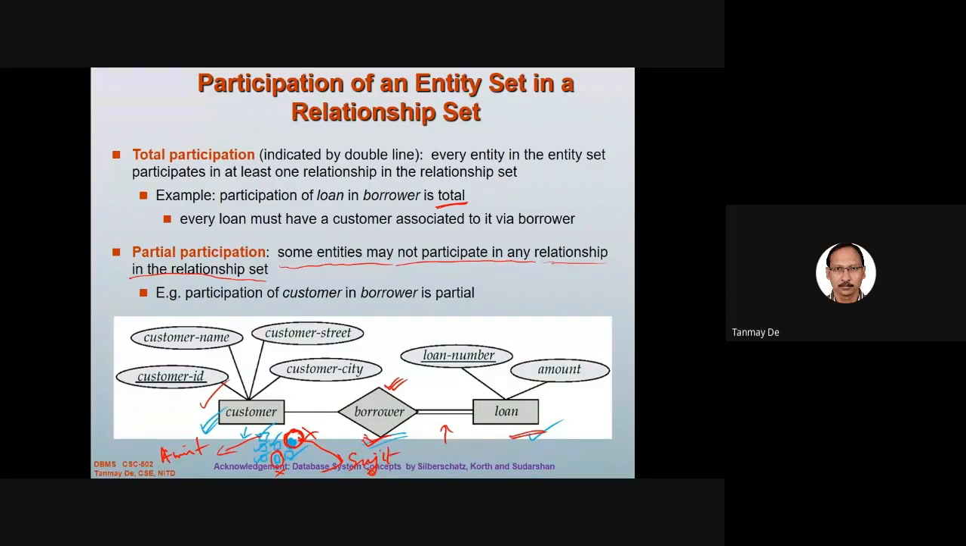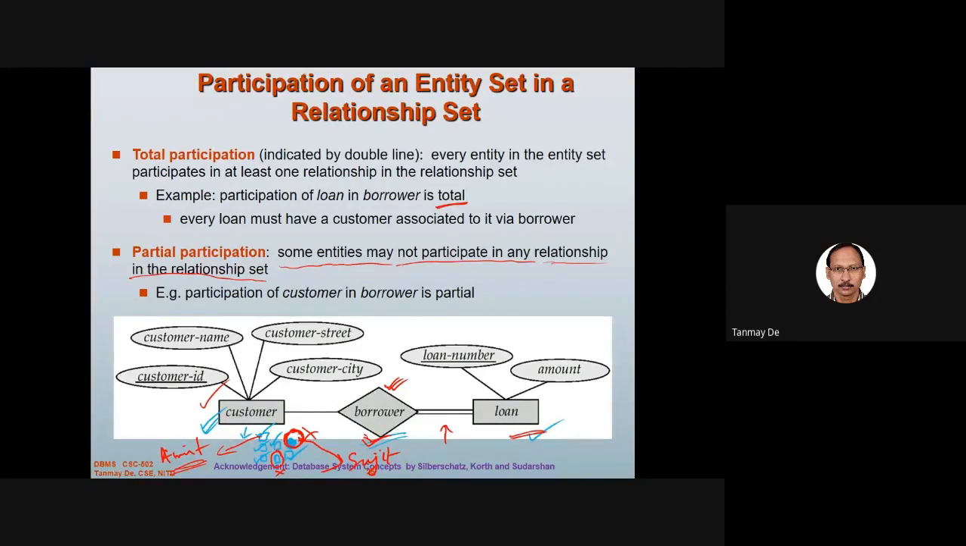Say Sujit does not participate in the borrower relationship because Sujit does not take any loan from the bank. What is the meaning? If the customer Sujit has not taken any loan, there is no association with the borrower relationship. The borrower relationship associates a customer with a loan. For example, Amit has already taken a loan, so Amit is associated with the borrower relationship to associate with the loan entity. Okay, participation is clear.